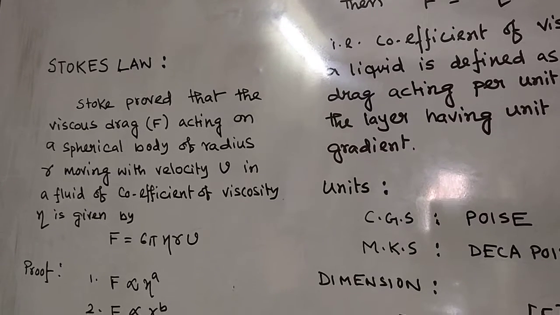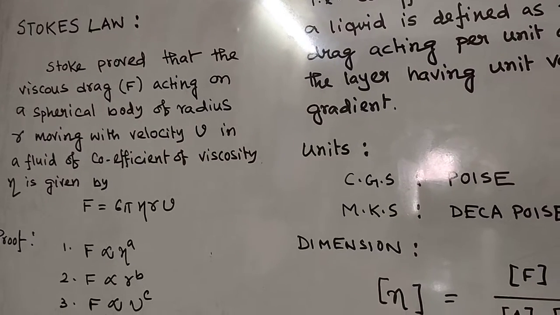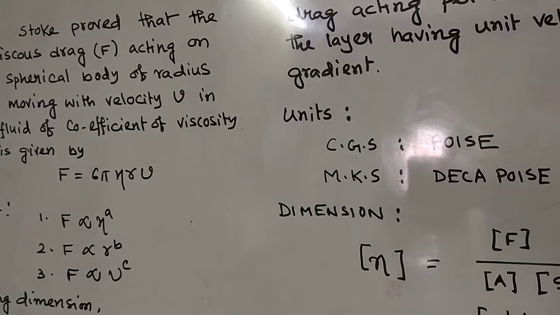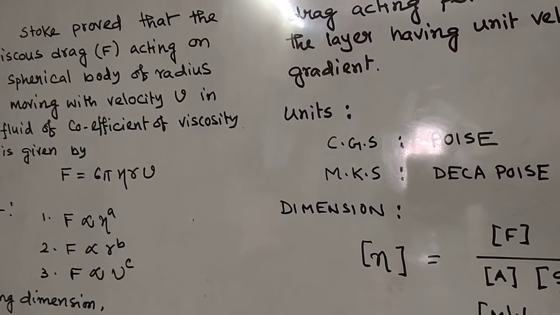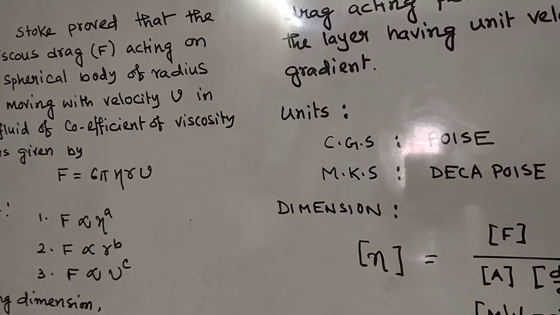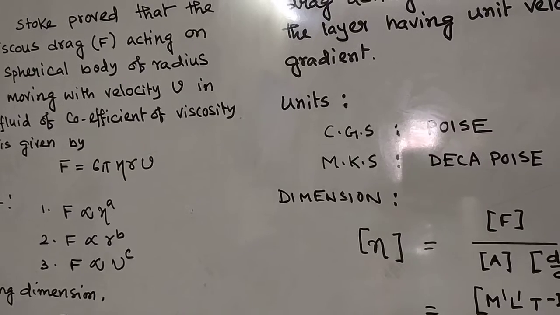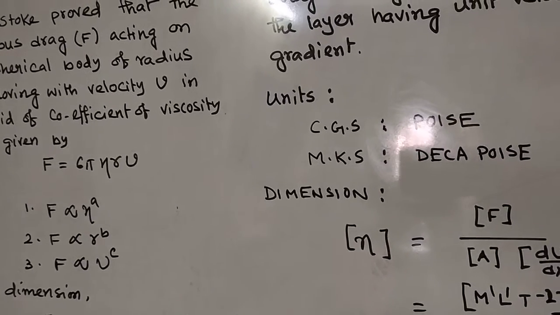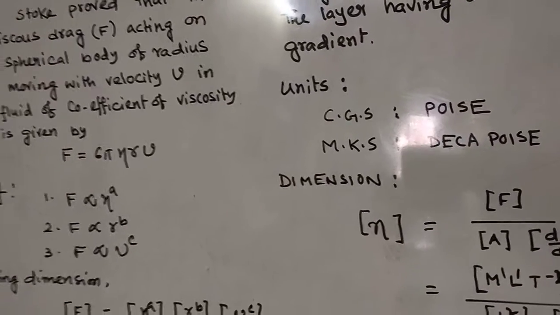Now we can prove this expression using dimensional analysis. For that, let me consider F proportional to eta to the power a. Small a we have to define. We don't know how it depends, but we have assigned a constant a that we have to define. Once we define it, then you can say how F depends on eta. Similarly, F is proportional to r to the power b, where r is the radius of the spherical body and b we have to define, and F is proportional to v to the power c, where v is the velocity and c is the constant which you have to define.